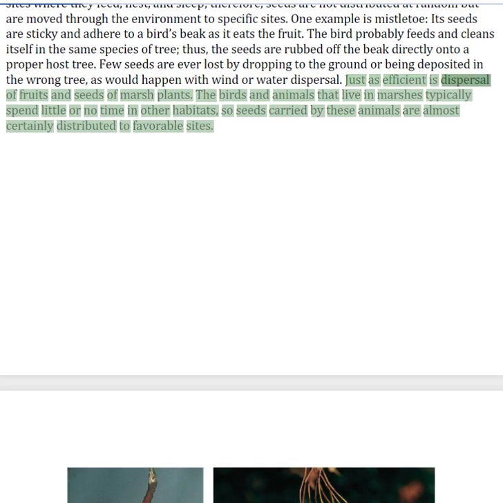Just as efficient is dispersal of fruits and seeds of marsh plants. The birds and animals that live in marshes typically spend little or no time in other habitats, so seeds carried by these animals are almost certainly distributed to favorable sites.